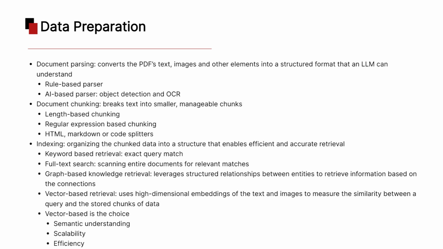3. Indexing. The chunked data is then organized into an index to enable fast and relevant information retrieval during inference. There are several approaches. Keyword-based retrieval matches exact query terms. Full-text search scans entire documents for matches, but can be inefficient. Graph-based retrieval leverages relationships between entities to retrieve contextually connected information. Vector-based retrieval converts chunks into high-dimensional embeddings that capture semantic meaning, allowing similarity searches beyond exact text matches.